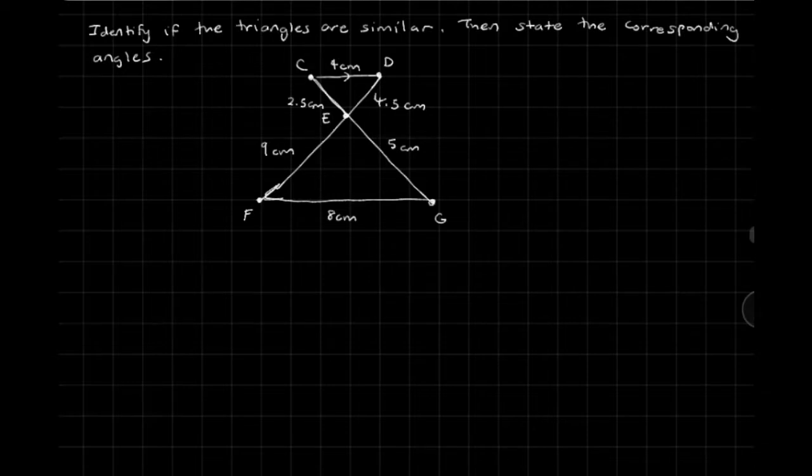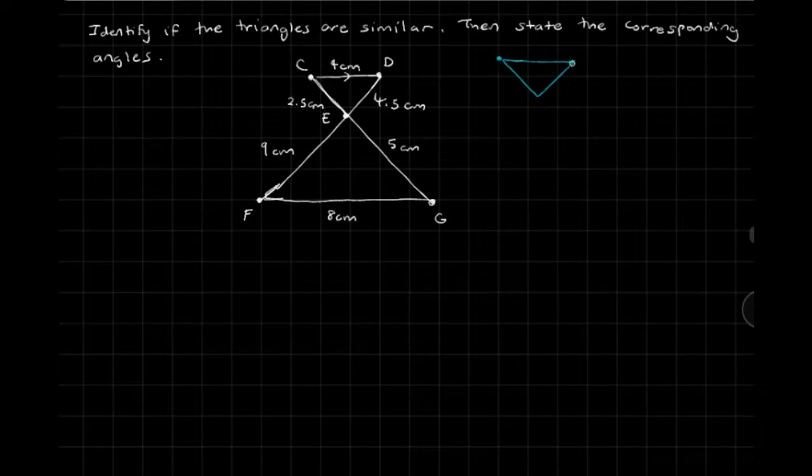Okay, let's identify if the triangles are similar, then state the corresponding angles. So we have two triangles here. We have triangle CDE and we have triangle EFG, right? You can see that they are somewhat rotated. Okay, so I'm just going to redraw them right here.